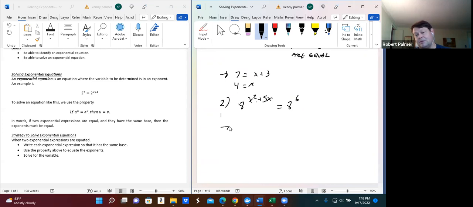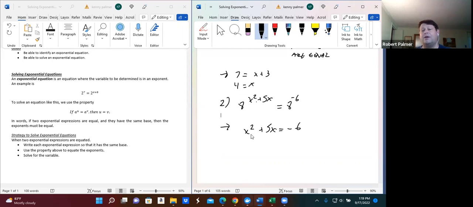So this means that x squared plus 5x is equal to negative 6. Oops, I should make this a negative 6. There we go. And that's because of the nature of the exponents.